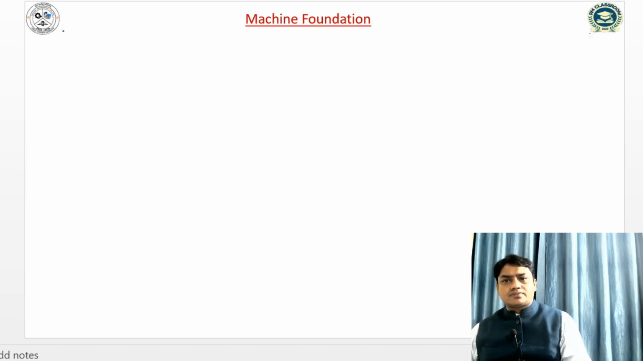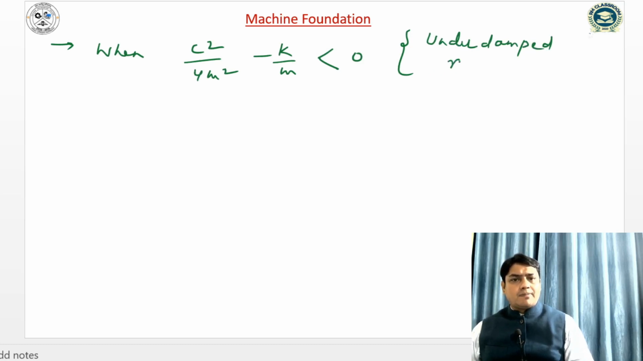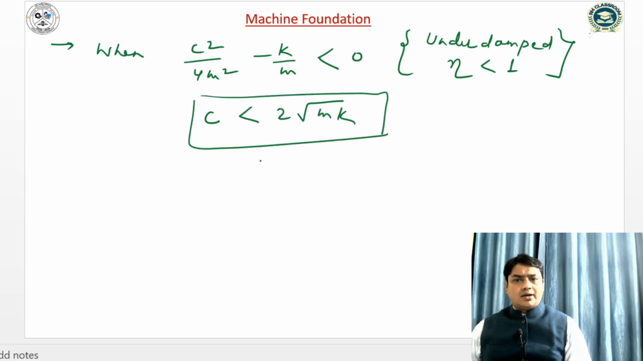Similarly, when c square by 4m square minus k by m is less than 0, this is the condition of underdamped. In case of underdamped, our damping ratio value is less than unity. In machine foundations, generally this case will be practical. So we can write c is less than twice square root of km. So this is the condition of underdamped.